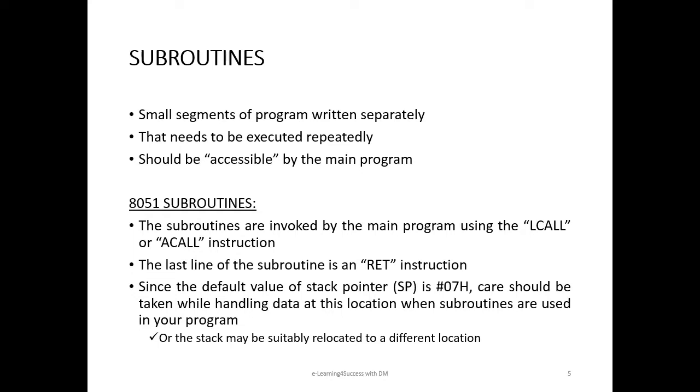Sometimes it is necessary to program certain tasks repeatedly. In order to avoid repeating the program codes for the same task, we use subroutines. A subroutine is a small segment of program that is written separately, but it is accessible by the main program. In 8051 assembly language programming, a subroutine is invoked by the main program using the LCALL or ACALL instruction. The last line of a subroutine is an RET instruction.